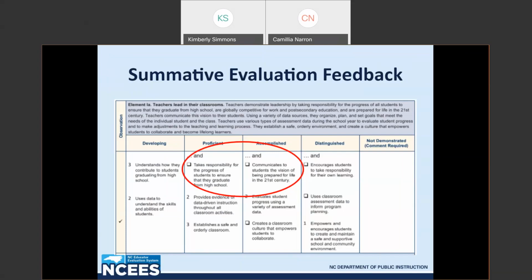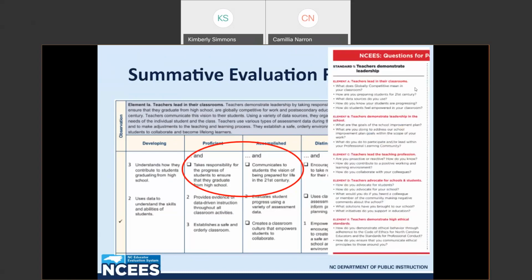Your conversation should focus on these descriptors, and you should use the language of the rubric within the conversation. To the right, you see the questions for the post-observation and summative conversations for Standard 1. Let's look at element A at the top. Do any of these questions relate to either of the descriptors circled?